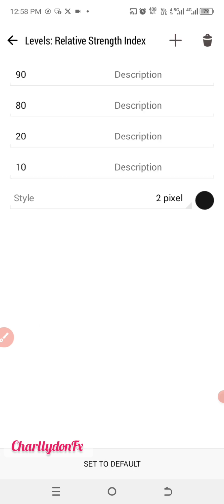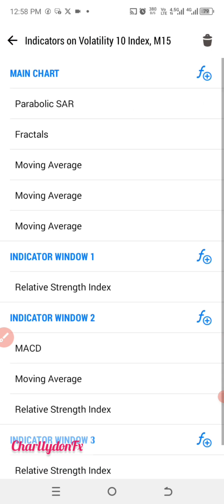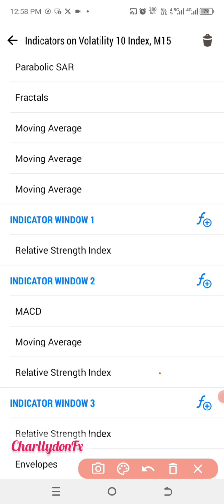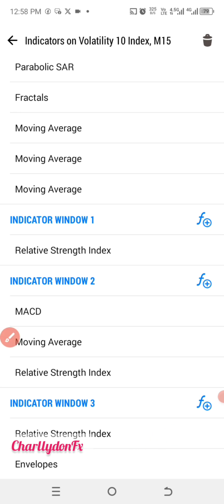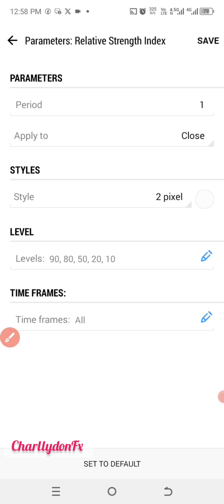The levels are 90, 80, 20, and 10. Okay, that's it. So in our indicator window 3, we have a relative strength index. The parameters are period 1, apply to close. We have a style as a 2 pixel.